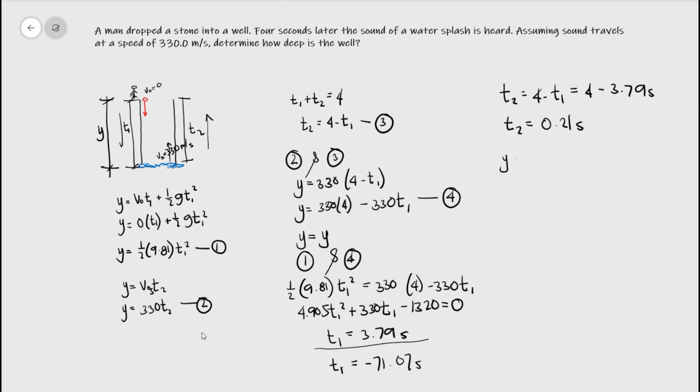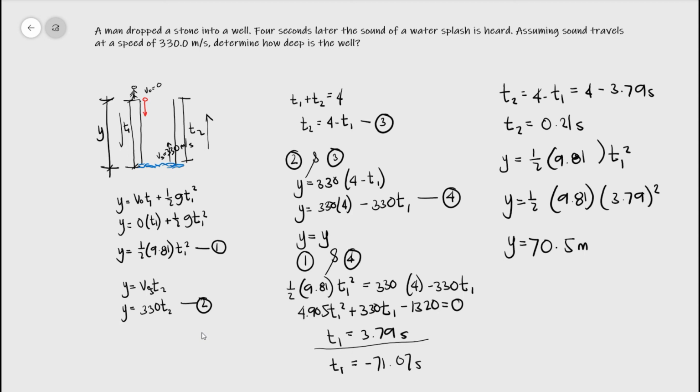We have y is equal to 1/2 times 9.81 times t sub 1 square, wherein the value of t sub 1 is 3.79, squared. The height of the well, which is equal to y, is equal to 70.5 meters. Okay, so this will be our final answer.